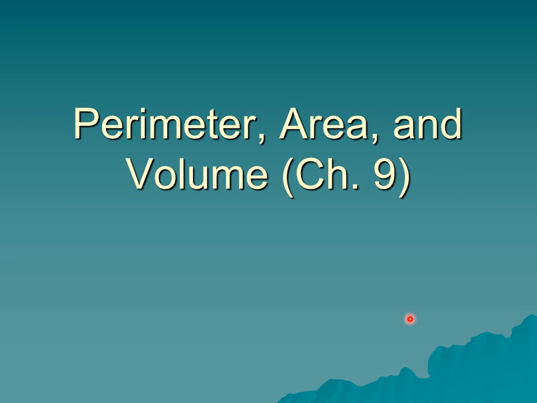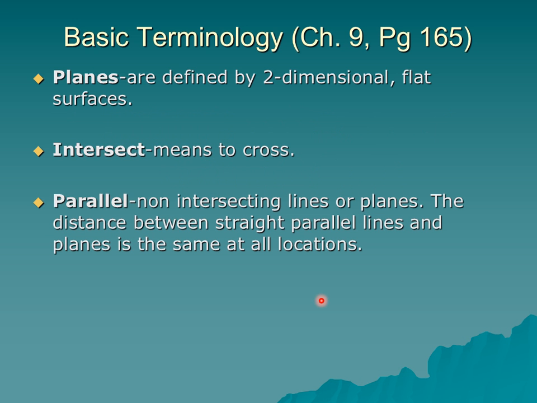Alright, so today we'll talk about our next chapter, which is chapter 9. In this chapter we will talk about the perimeter, area and volume calculations of different objects. Alright, so how do we start? We talk first about the planes.